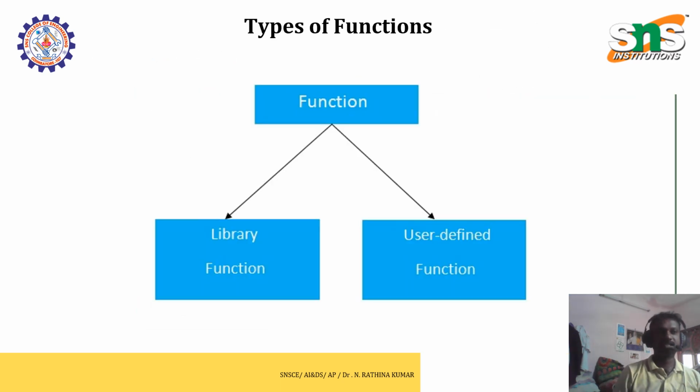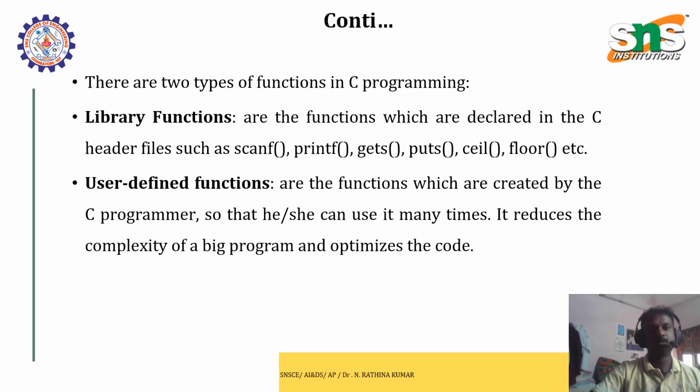Next we are going to see the two different types of functions. One is a library function, another one is a user defined function. In this slide, we are going to see the difference between library and user defined function. For example, library functions are the functions declared in the C header file, such as scanf, printf, gets, puts. These are all library functions. User-defined functions are the functions created by the C programmer, which means by ourselves, so that we can use them many times. It reduces the complexity of a big program and optimizes the code.